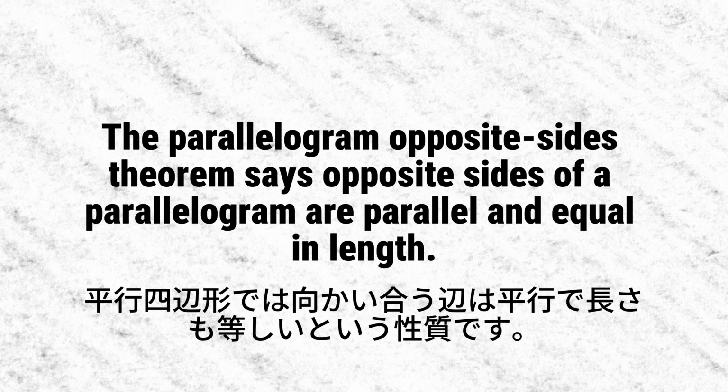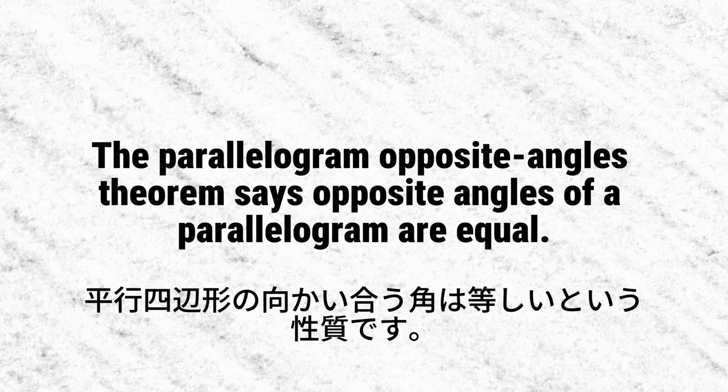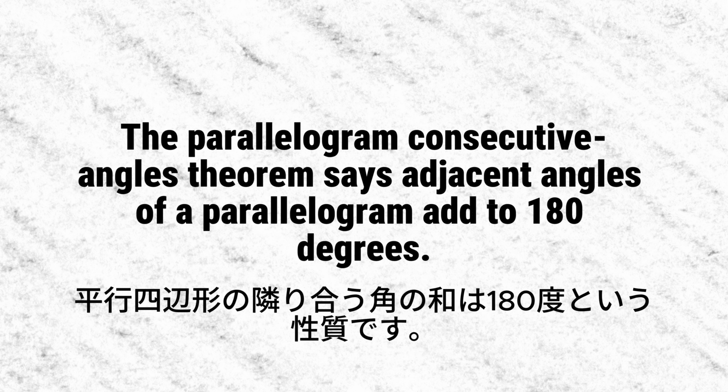The parallelogram opposite sides theorem says opposite sides of a parallelogram are parallel and equal in length. The parallelogram opposite angles theorem says opposite angles of a parallelogram are equal. The parallelogram consecutive angles theorem says adjacent angles of a parallelogram add to 180 degrees.